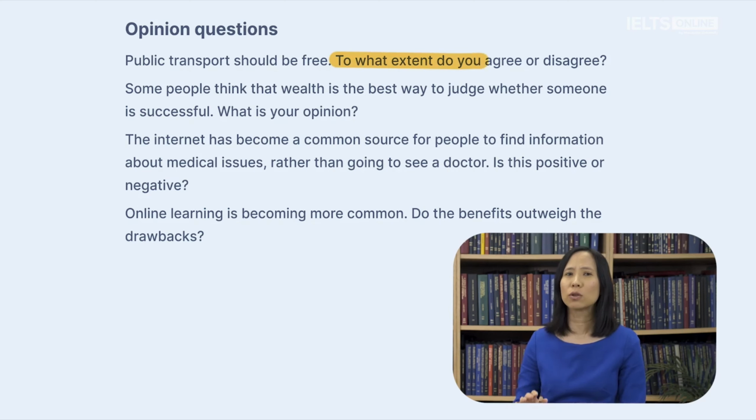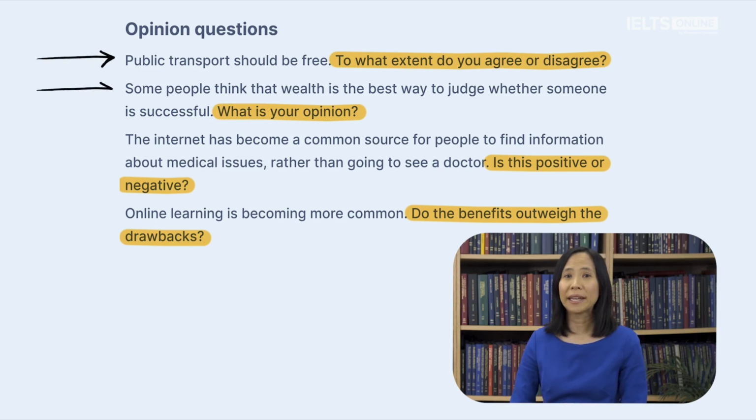For these questions, you must give your opinion, but the exact wording of the instruction can look quite different. Here are some examples of how these question instructions may be written. Although each instruction looks quite different, they're all asking you to choose a particular side. Questions 1 and 2 are asking if you agree or disagree with the statement, while questions 3 and 4 are asking you to decide if the statement is positive or negative.